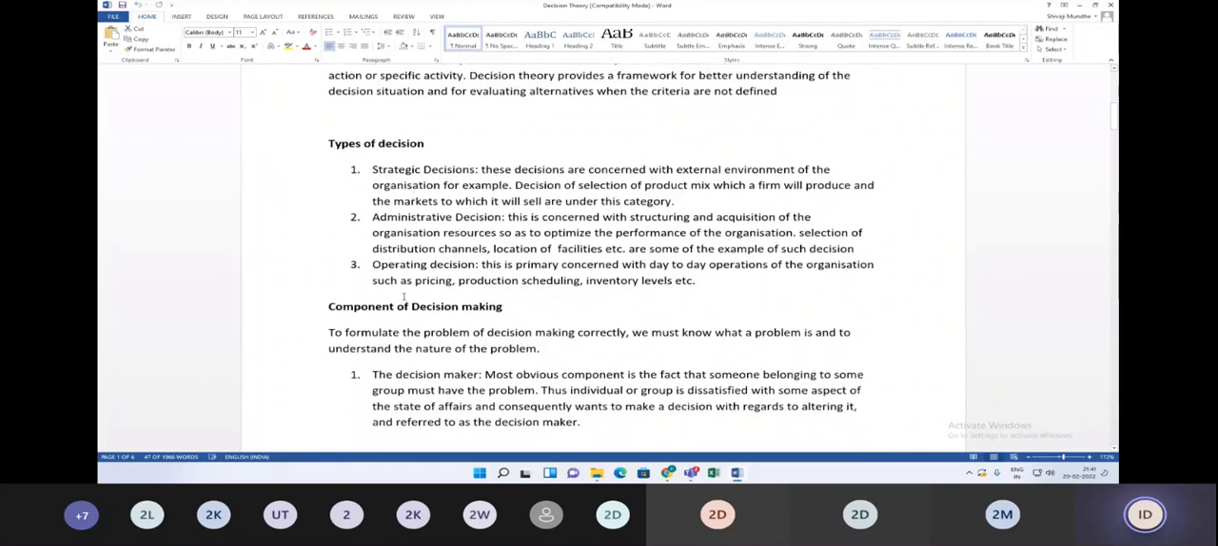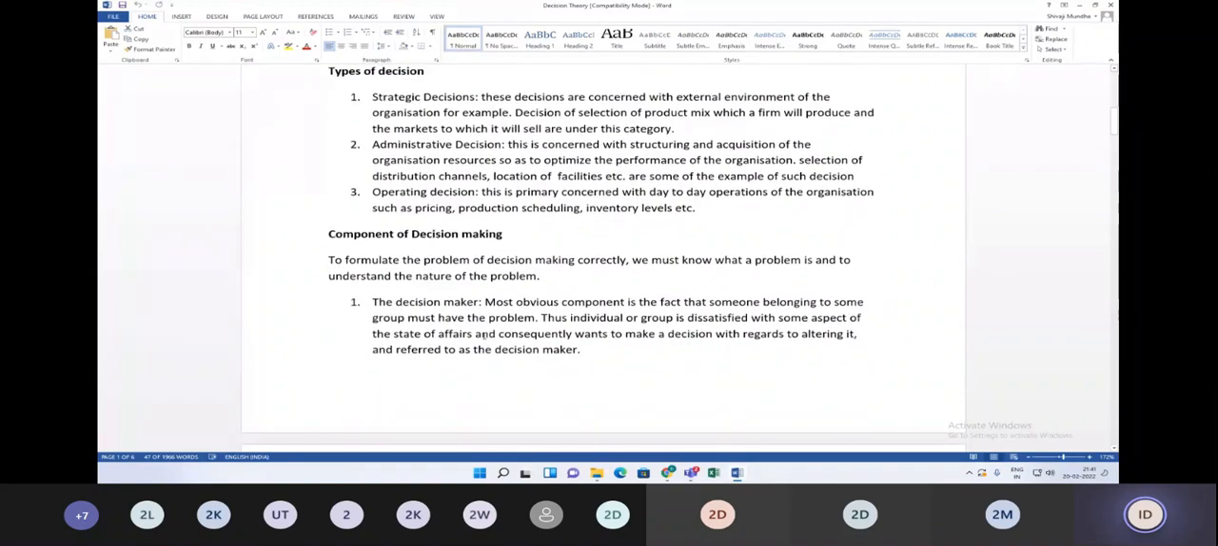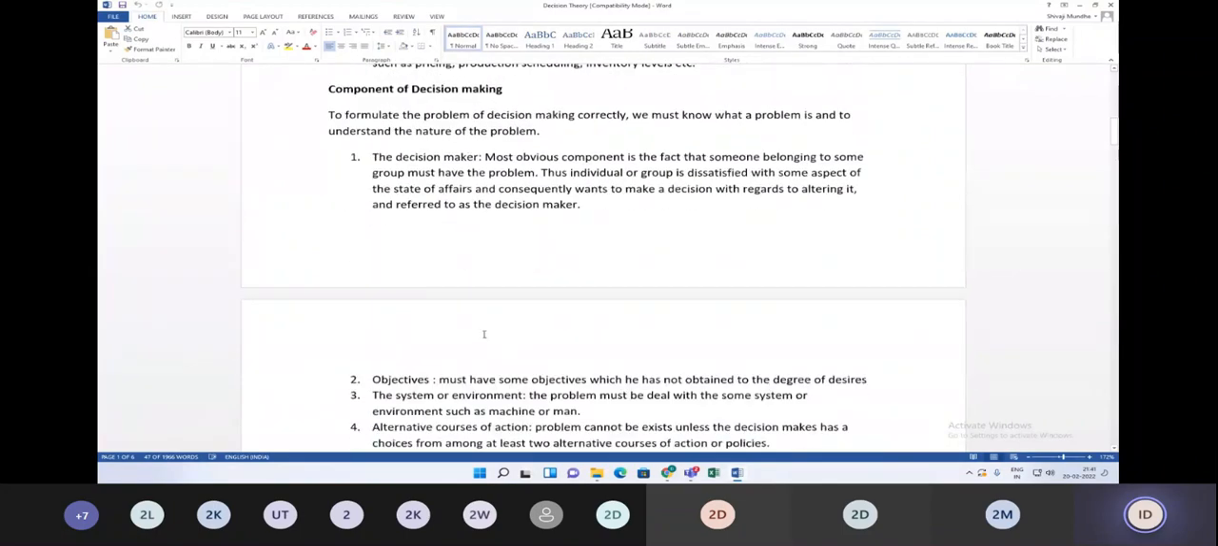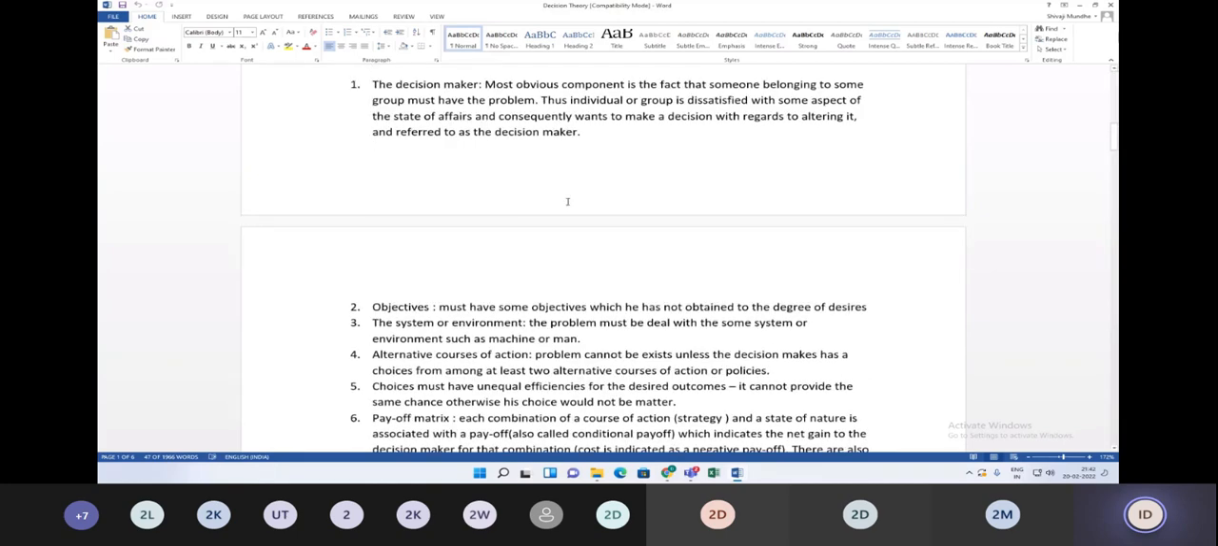After these types of decisions, the components of decision making theory: there are certain components, parts, or also called factors involved in taking a decision. A decision maker, that means a manager or a person who is responsible to take a decision. The decision may be taken by a single person or a group of persons. But before taking a decision, there is some objective. Why are you going to take a decision? Because some objective has to be defined. Based on that objective only, the decision will come into the picture.